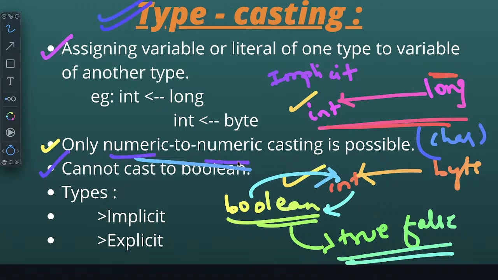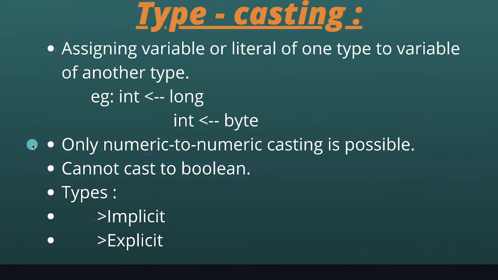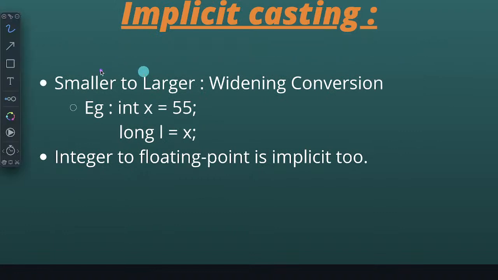As I have discussed, there are two kinds of typecasting. First one is implicit typecast, another one is explicit typecast. We'll discover what the difference between them is and how we can perform the same. So the first one that we are going to study is implicit typecasting.